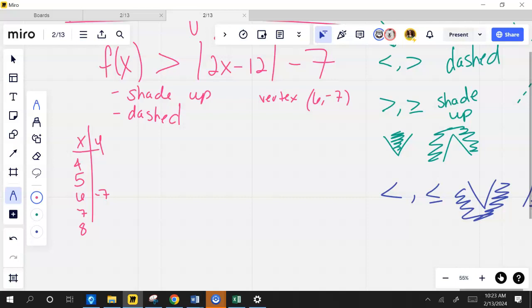Always closed on. Well, so you can use the points, but you're just going to dash the line in between. Yes, at the end. Yes.